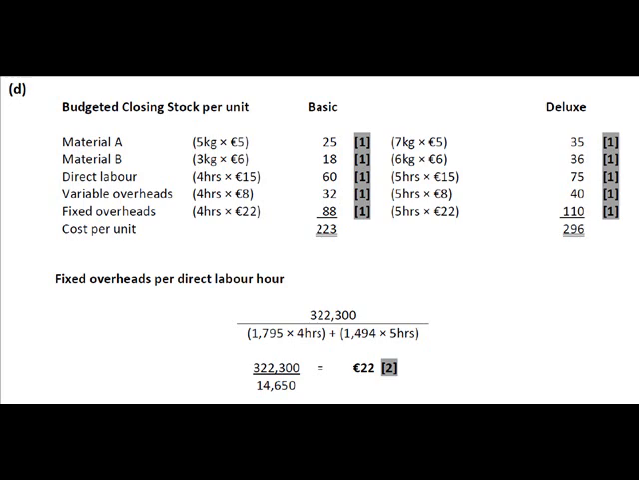So back up a bit there. Our fixed overheads now are going to be 4 hours, because remember, one unit of basic takes 4 hours to manufacture, multiplied by the overhead absorption rate of €22, giving us €88. So the sum of the 5 figures, material A, material B, the cost of the direct labour, the cost of the variable overheads, the cost of the fixed overheads, becomes 223. And maybe you'll try it for deluxe yourself to get the 296. Yes, it's complicated, but it's only arithmetic.